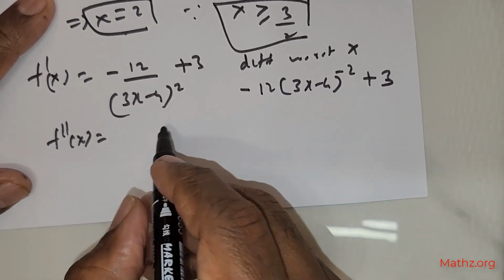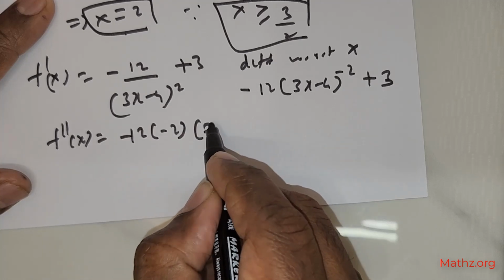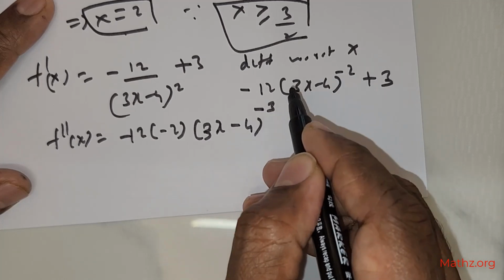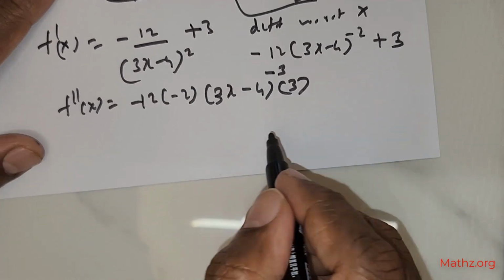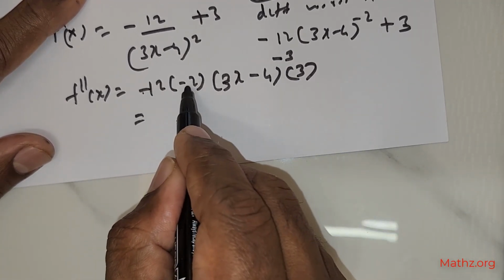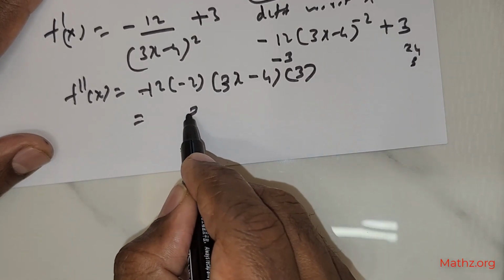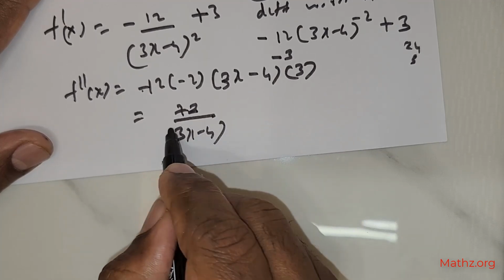Now when you differentiate this, what do you get? You get negative 12 times negative 2 times (3x minus 4) raised to the power of negative 2 will become negative 3, times the differential of 3x will be 3, differentiation of this will be 0. Now negative negative positive, 12 times 2 is 24, 24 multiplied with 3 is 72. You push this down, you get (3x minus 4) raised to the power of 3.